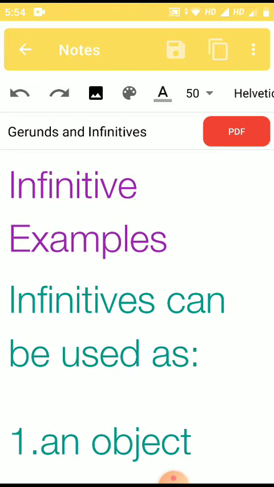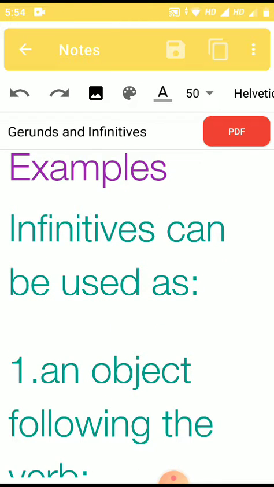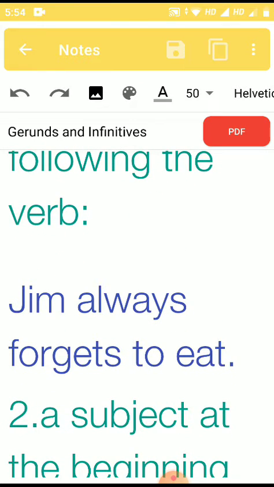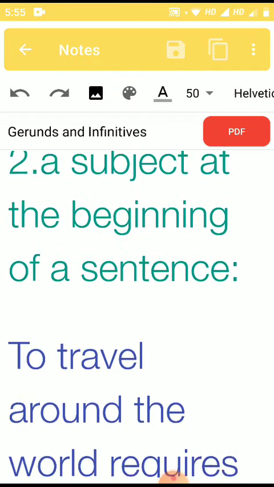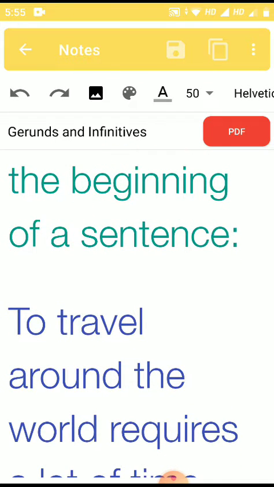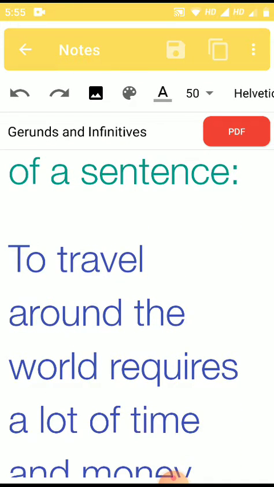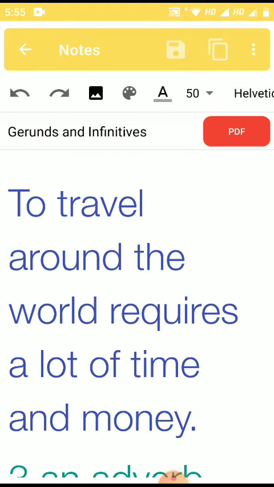Now let us see its use. Infinitives can be used as an object following the verb. Jim always forgets to eat. Here forgets is the verb. To eat becomes its object. Jim is the subject. An infinitive may also occur as a subject at the beginning of a sentence. Here, to travel around the world requires a lot of time and money. To travel here is the subject.